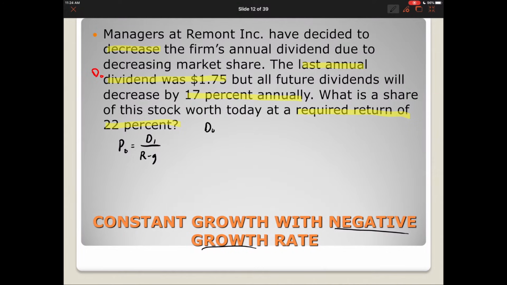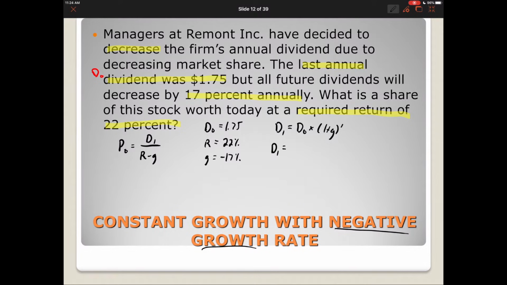They have given us D sub 0 at $1.75. They told us that our R, our required return, is 22%. And they have told us that our G, our constant growth rate, is a negative 17%. So we can see here from the givens that we have our R, we have our G. We need to calculate D sub 1. To calculate D sub 1, you're going to take D sub 0 and multiply it by 1 plus your growth rate to the first power.